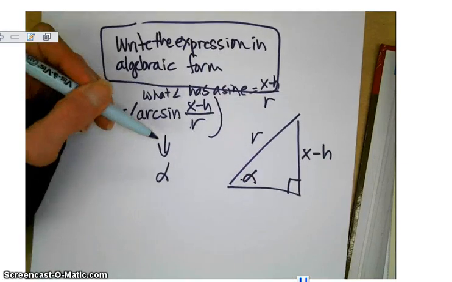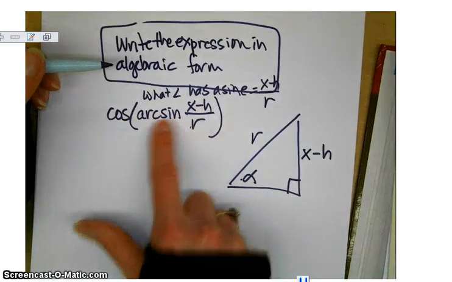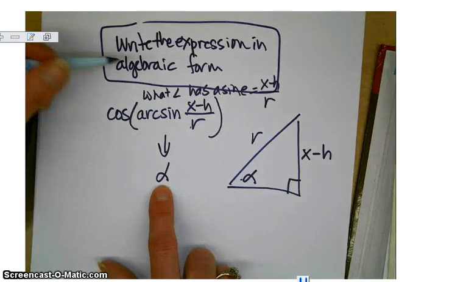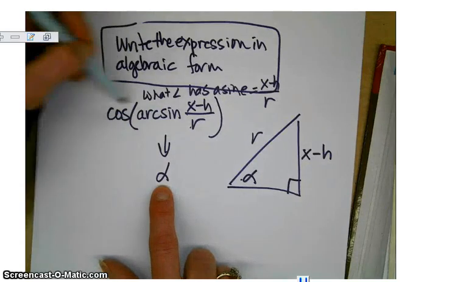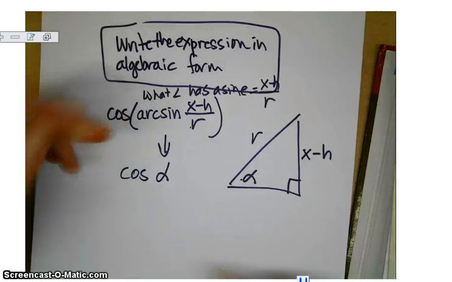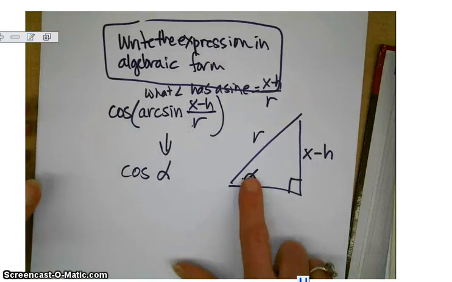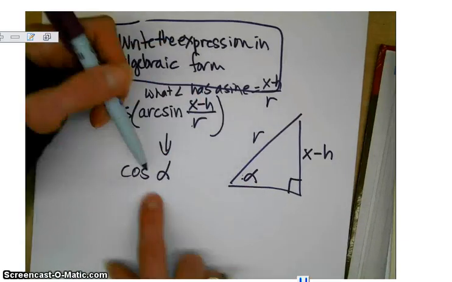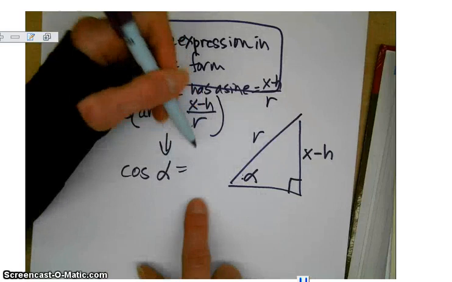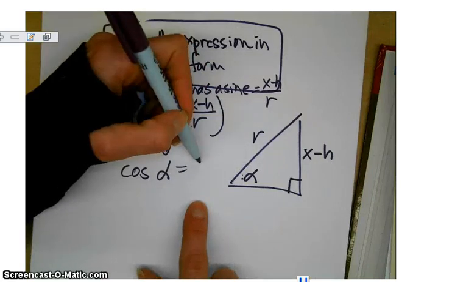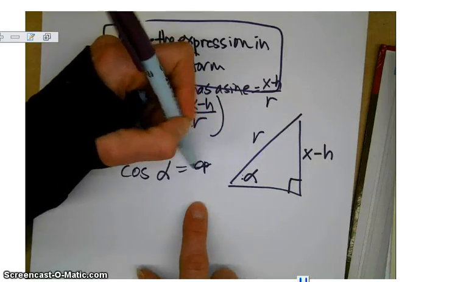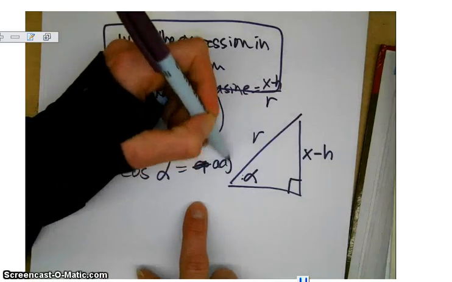Okay, so now we answered this with alpha, so now what do I need to figure out about alpha now? The cosine. We call it fishy. Call it fishy. I'm going to call it alpha though. Okay, so now, what's the cosine ratio? Opposite? No. Adjacent over hypotenuse.